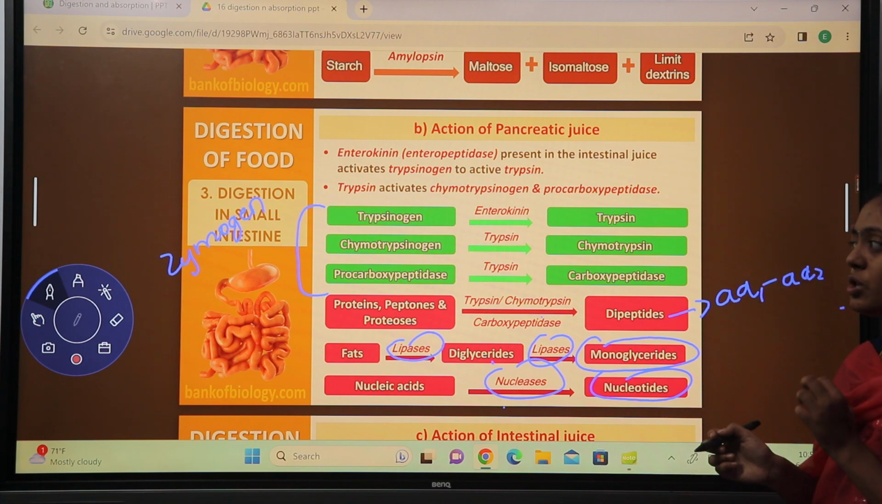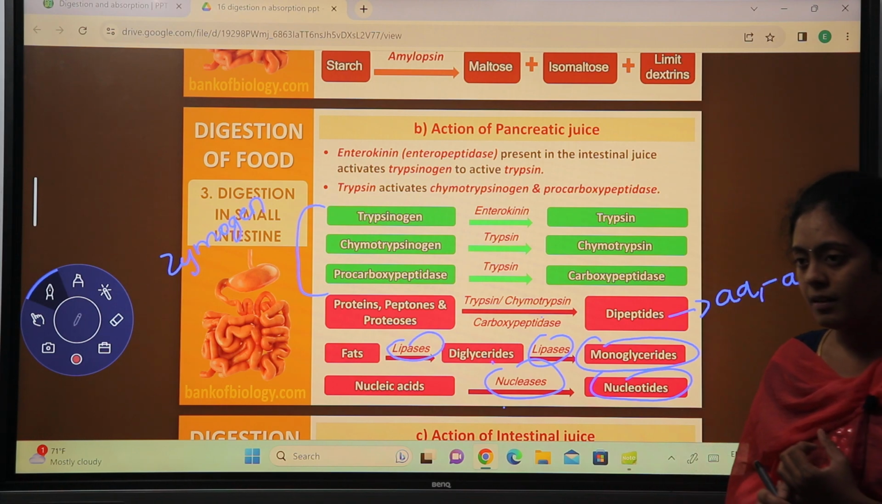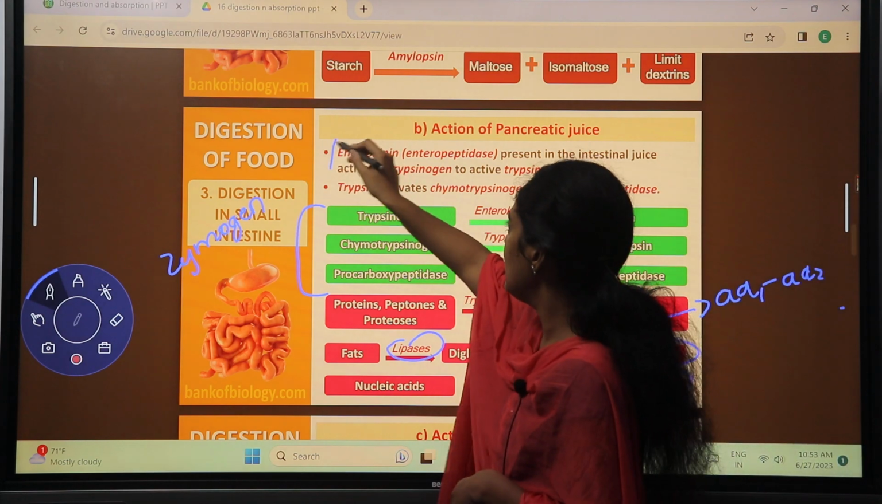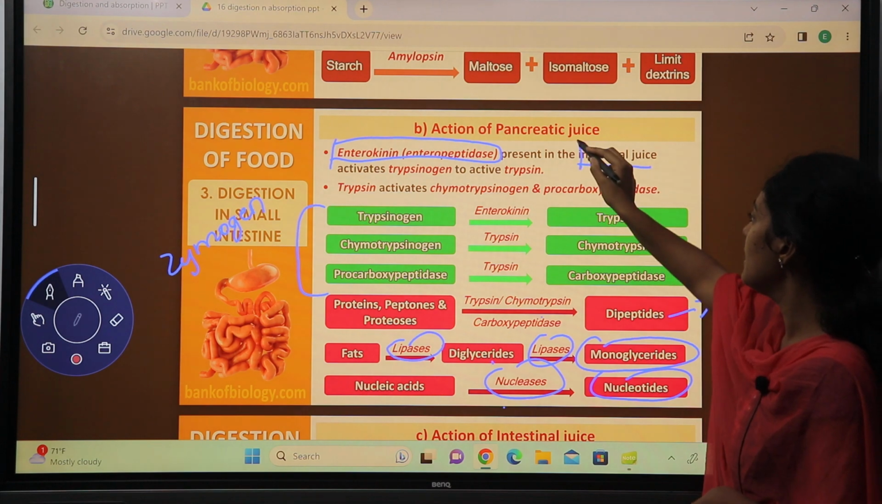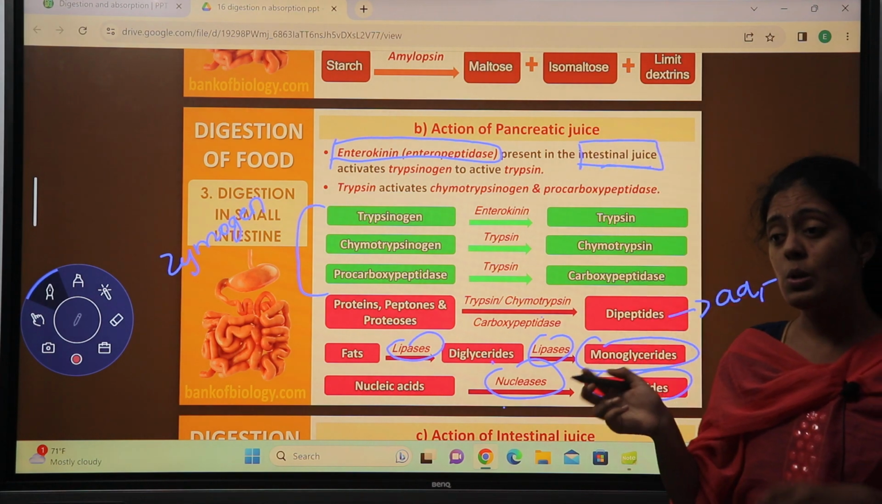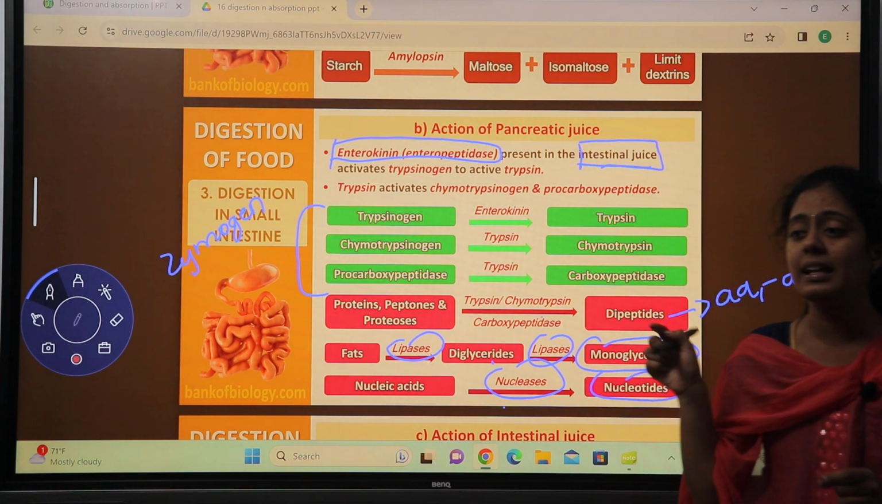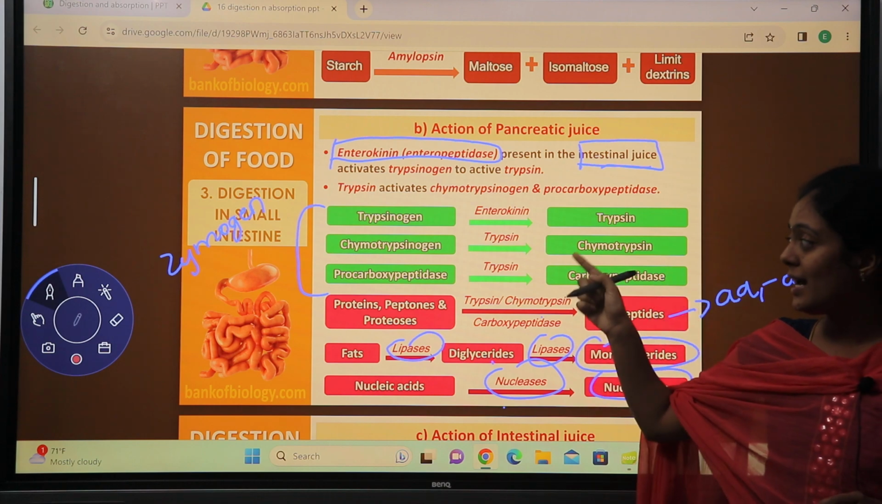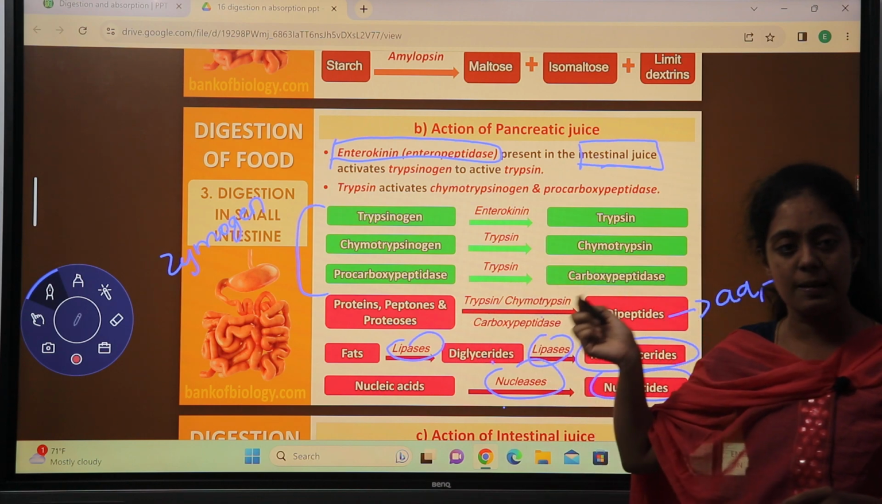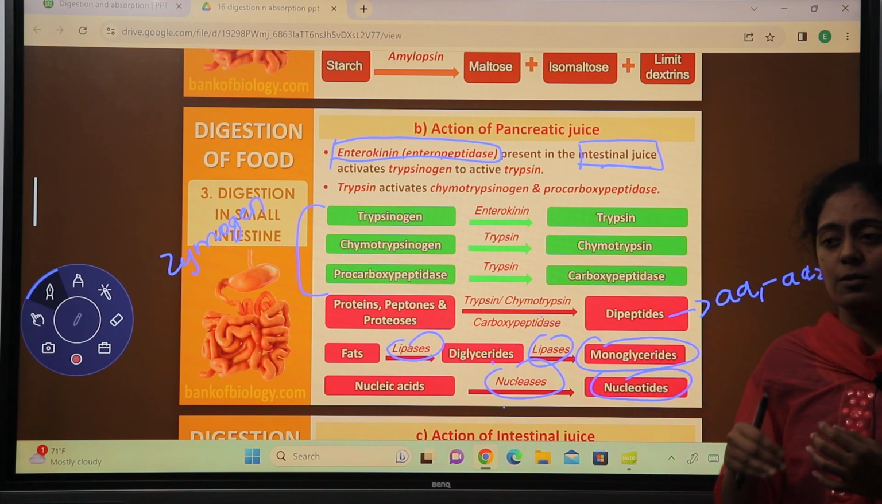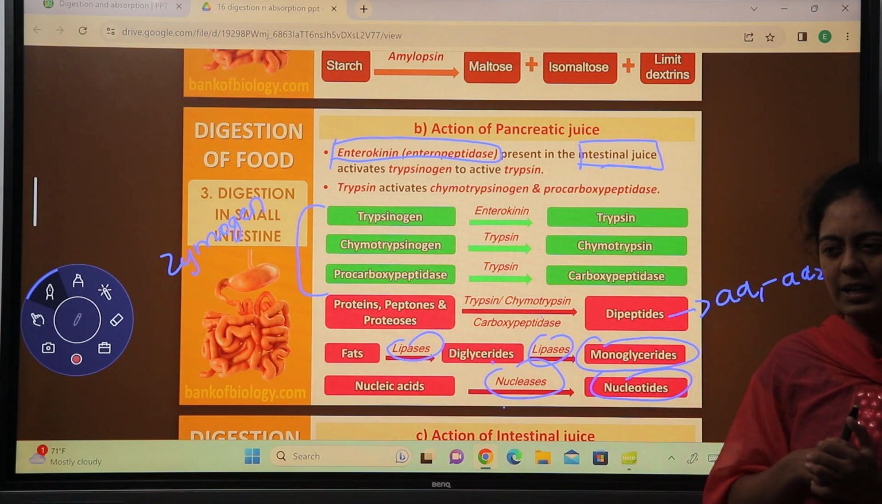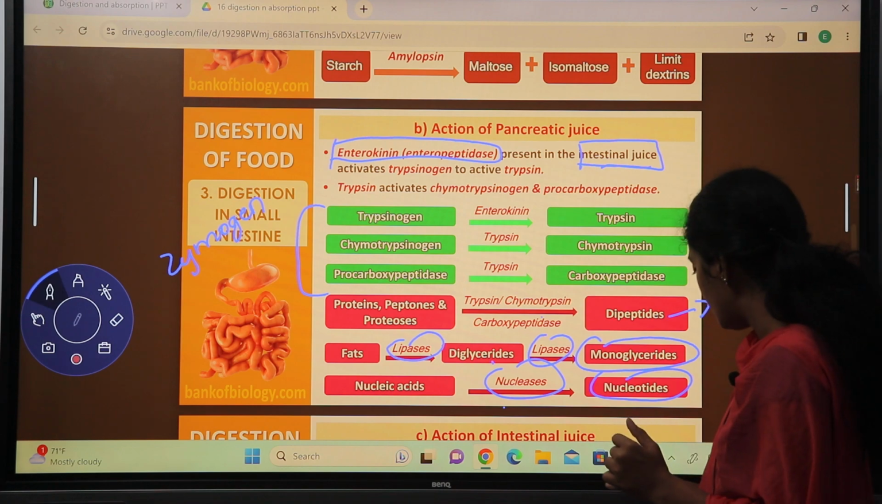If you have any confusion anywhere, please ask. You should also remember enterokinin. Where is it present? It is present in the intestinal juice. So enterokinin present in the intestinal juice activates trypsinogen into trypsin. Now trypsin in turn is going to activate your chymotrypsinogen and procarboxypeptidase. What is this activation I am talking about?